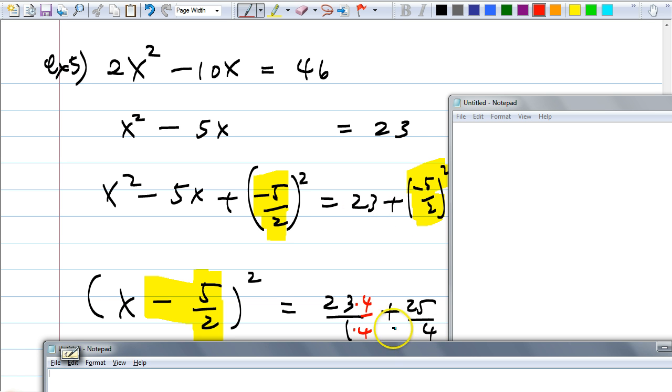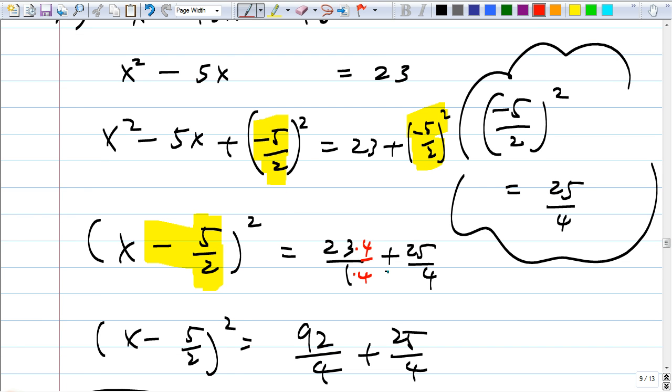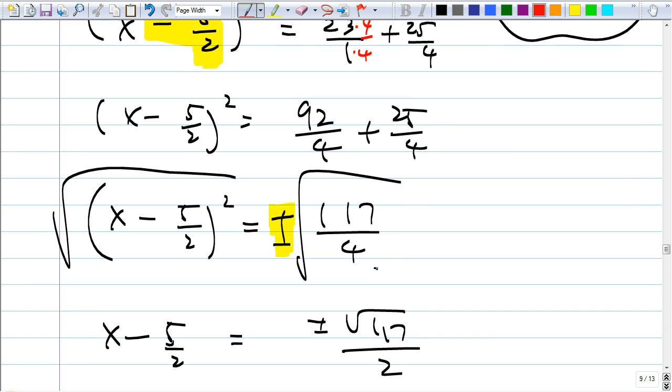Well, I'm going to make sure that I have a common denominator. So multiply 23 over 1 by 4 over 4, which is 1, right? So I get 92 over 4 plus 25 over 4 on the right side, don't I? Don't I need a common denominator of 4? So you gotta multiply 23 over 1 by 4 over 4, so that you have a 4 as a denominator. Then you get square root of 117 over 4. Again, thankfully, the denominator is a perfect square. So I get x minus 5 over 2 equals plus or minus square root of 117 over 2, because square root of 4 is 2, right?